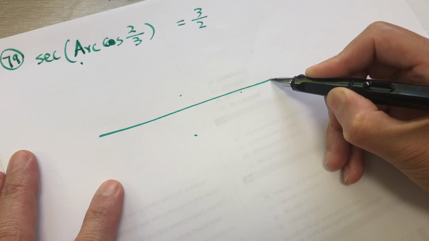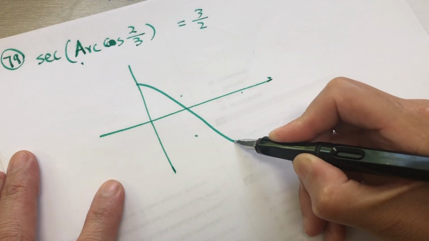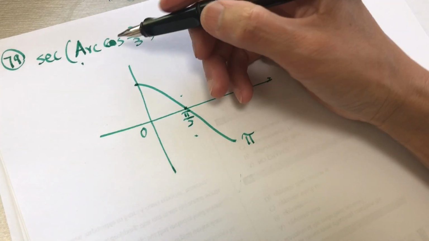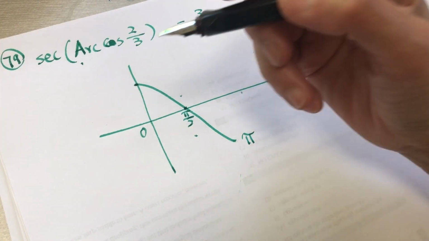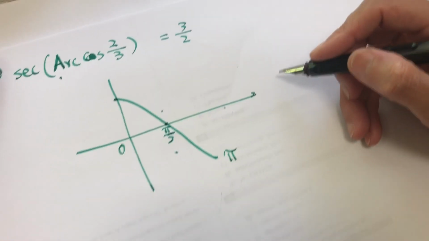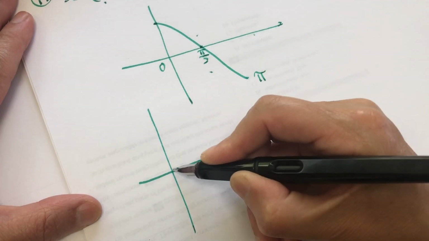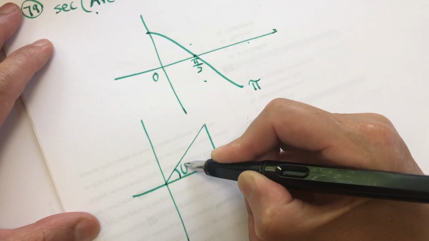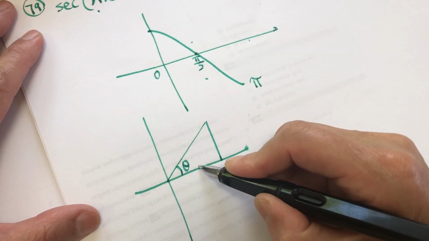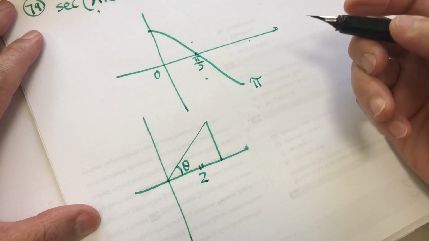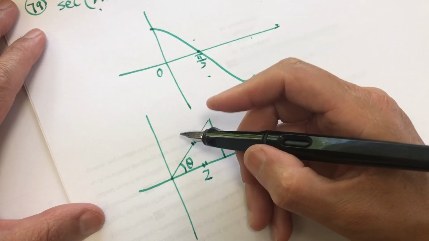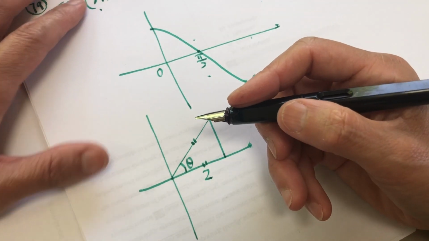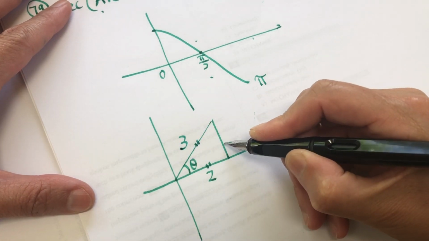And the cosine domain, let's take a look. The cosine domain is from 0 to pi, and here is half pi, right? And it's a positive value, so it must be in the first quadrant. So we can draw it like here. This angle is in the first quadrant, and cosine is 2 over 3. This is the angle theta, and the adjacent is 2 because it's cosine, and the hypotenuse is 3.